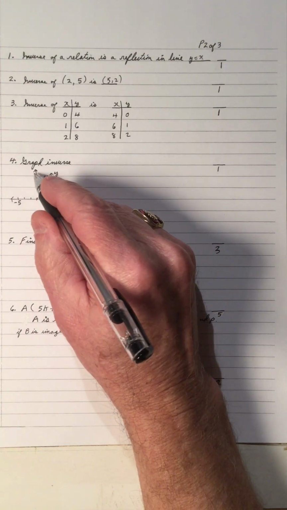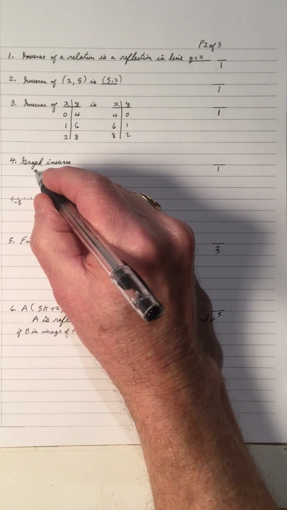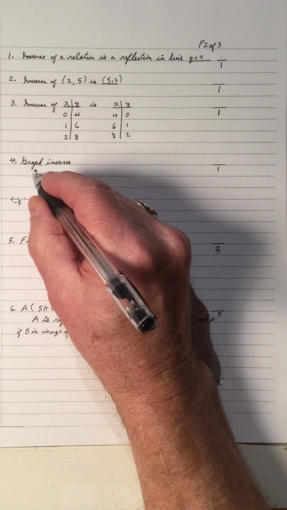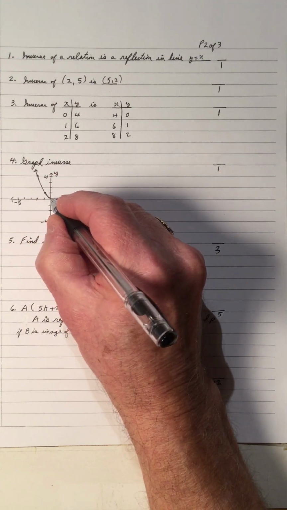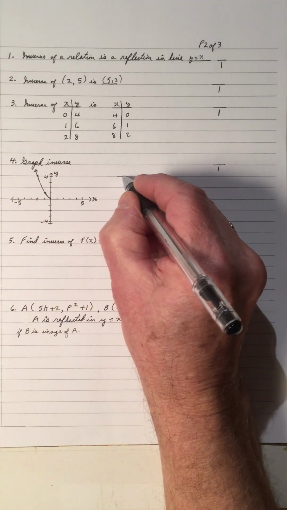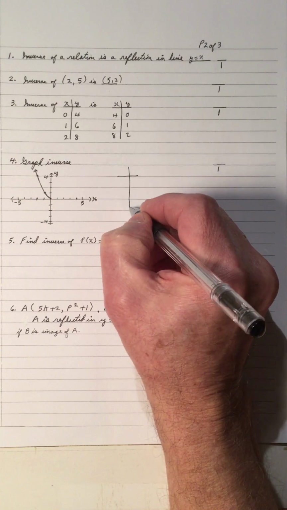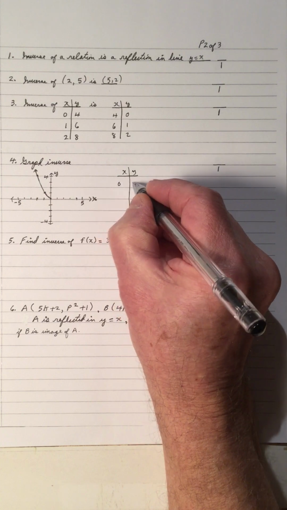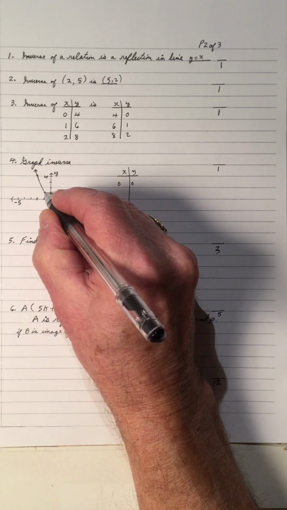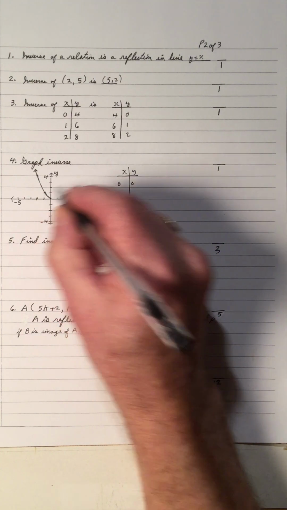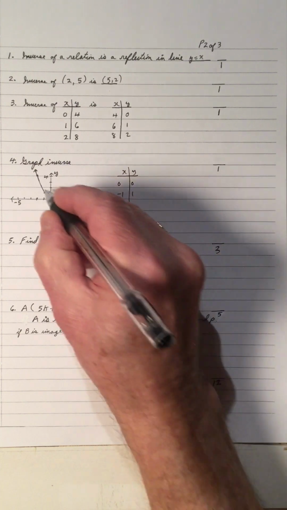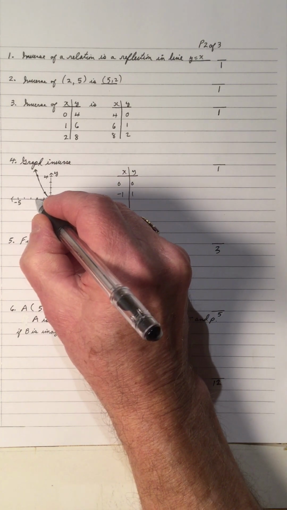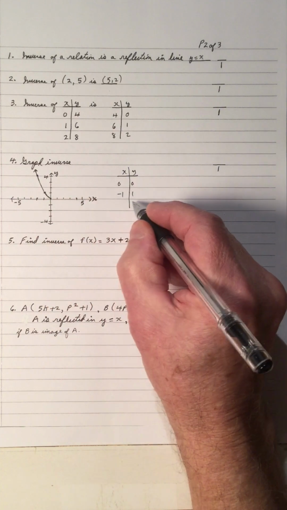Graph the inverse of this one right here. Well, what I do is I pick up the ordered pairs. This one right here is (0, 0). This one right here, x is negative 1, y is 1. And right here, x is negative 2, y is 4.